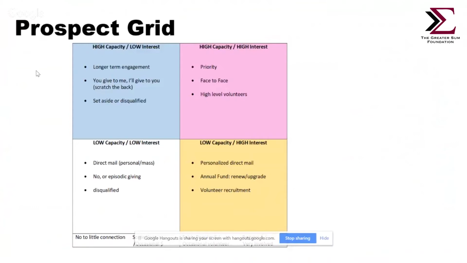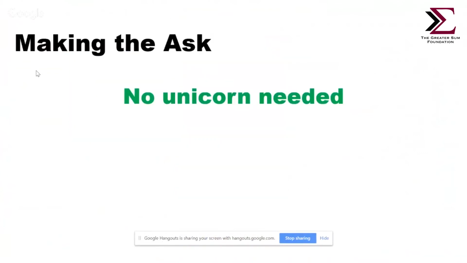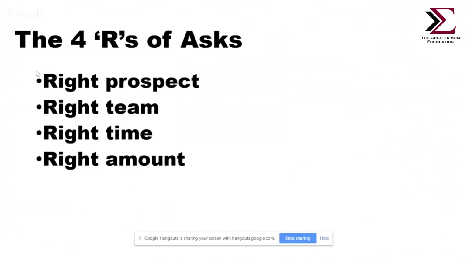So once I've done that, I have a pool, I've segmented them, I have my prospects, I have a great case, I'm ready to go, I'm ready to make an ask. You don't need a unicorn. You can do this. I have found that there are 4 R's that if I can answer all of these, it's time. I have the right prospect, I have the right team, it's the right time, and I have determined the right amount. We've talked about prospects already, and how to find those right prospects.